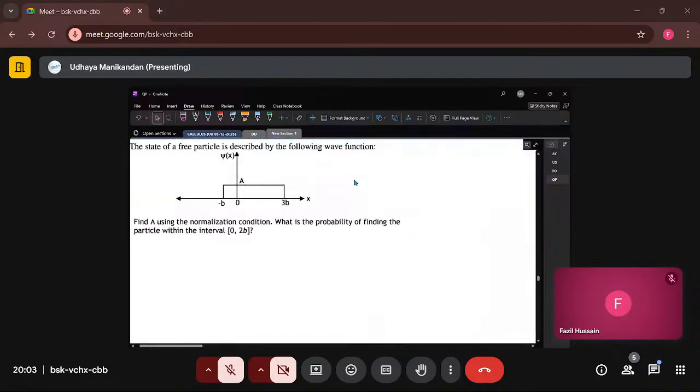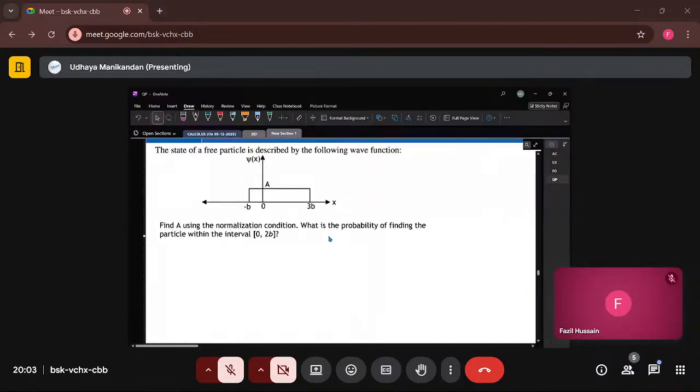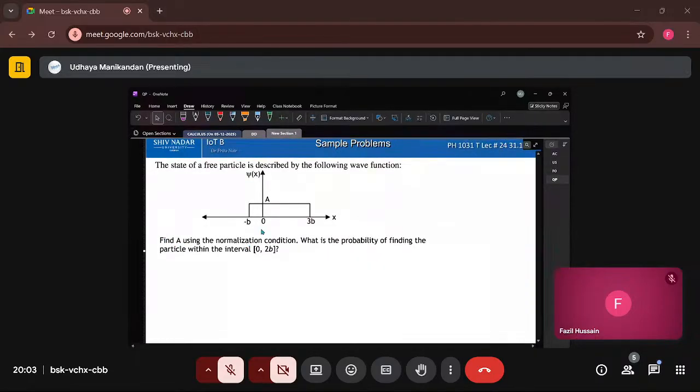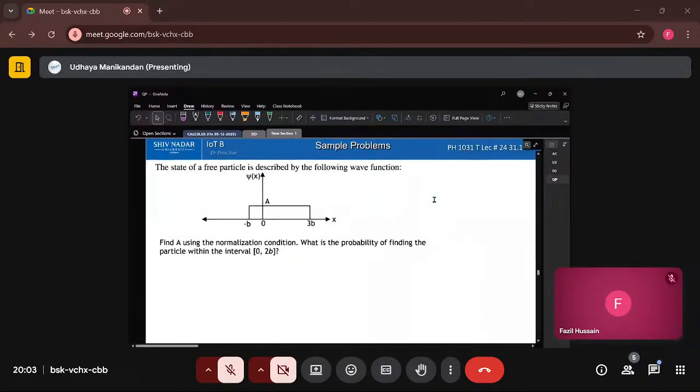The state of a free particle is described by the following wave function. Find A using the normalization condition. What is the probability of finding the particle within this interval? What do you do? Firstly, the wave function is represented by A. See here, the wave function is actually A here. Okay. Then they are telling me to find the probability of finding the particle within this interval. What do you generally do? Probability means integral from 0 to 2b of mod psi square. Right? That's what you do. But I'm not able to do this because I don't know what A is. That we don't know, right?